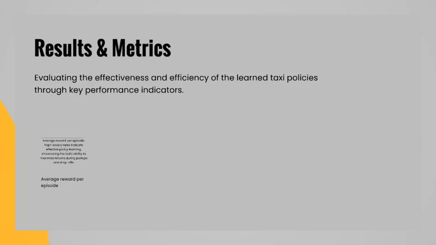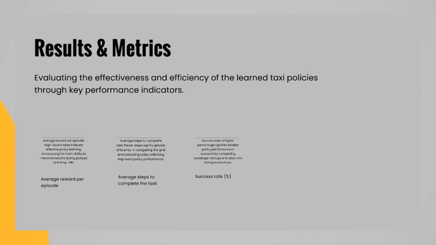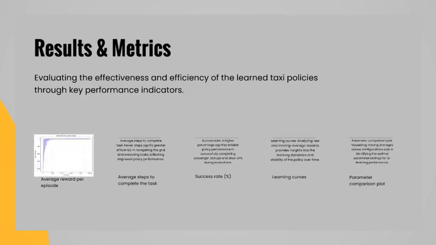So when I evaluated the effectiveness and efficiency of the learned taxi policies through key performance indicators, I looked at the average rewards per episode. So we looked at the average steps to complete the task, the success rate, the learning curves, and parameter comparison plots. In the average reward per episode, we noticed that it was noisy, but it did show progress.